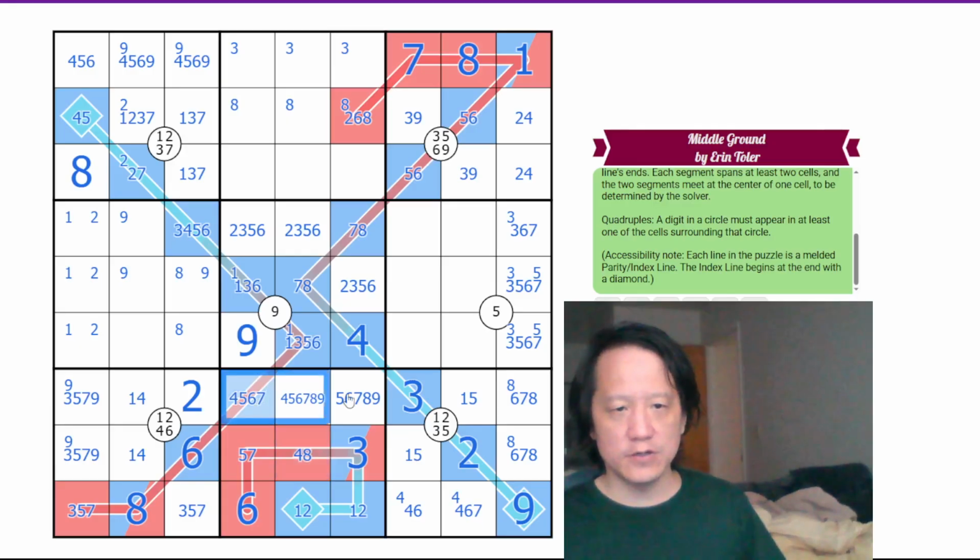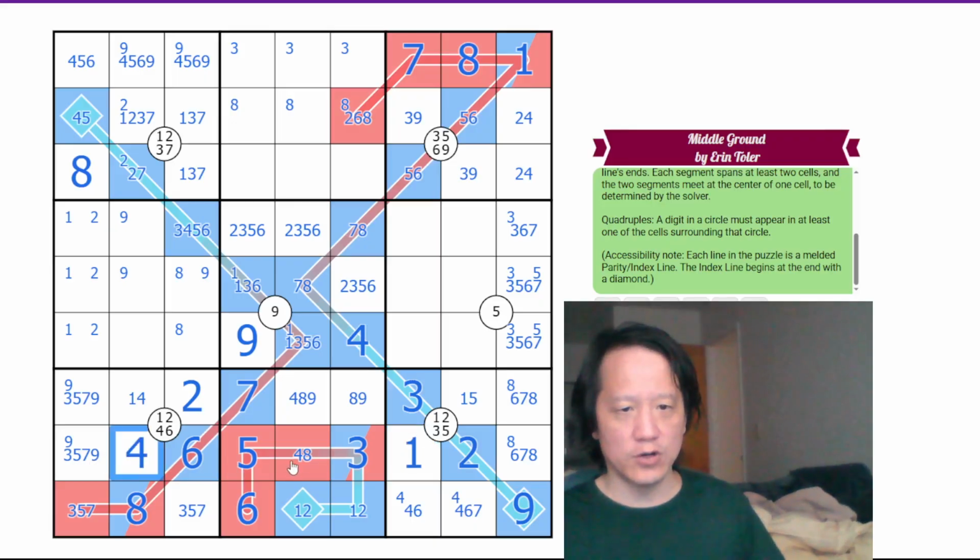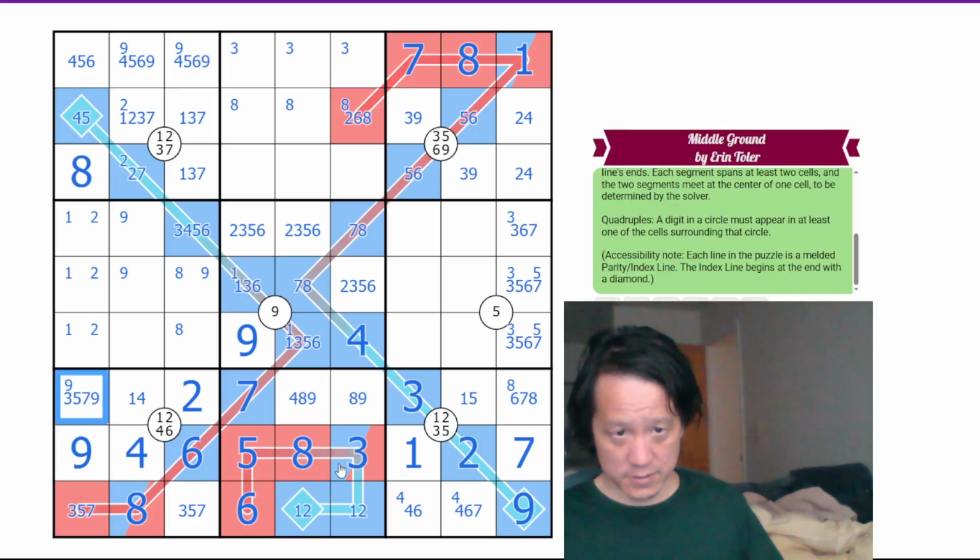No 6 here. No 6 here. This must be 7 for the index to work, so that makes this 5. No 5 or 7 here. It's 4, 8, and 9. 5 eliminates 5 here, so it's 1, which eliminates 1 there, so it's 4. Which eliminates 4 there, so it's 8. This can't be 6 or 8, it's 7. That leaves that as 9.